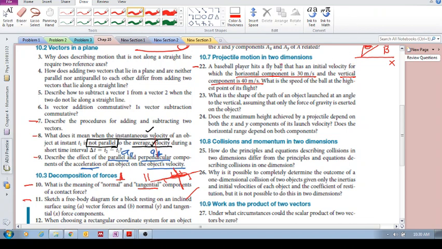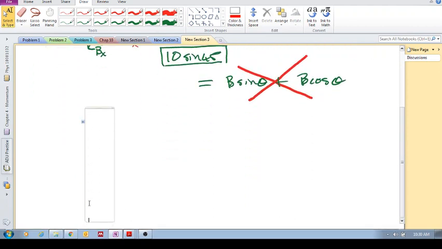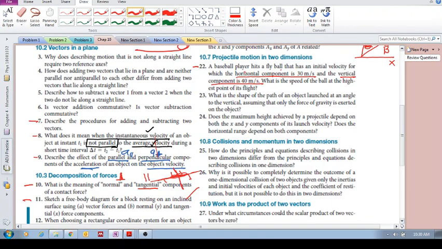Please try this on your own. Okay, and then we can look at it. Please try it. Okay, let's get some space here. Okay, so what are they saying? Horizontal is 30 and vertical is 40.